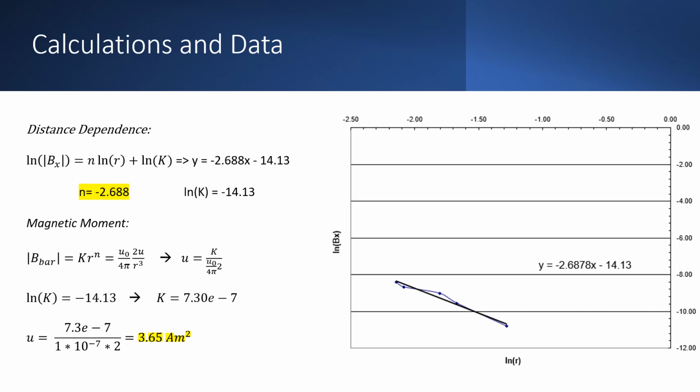From there, we know that the absolute value of B is equal to kr^n, which is also equal to mu naught over 4 pi times 2 mu over r cubed. This means that mu is equal to k over (mu naught over 4 pi times 2). We also can solve that k is equal to 7.3e-7. Knowing this equation and this value, we know that mu is equal to 3.65 A·m².